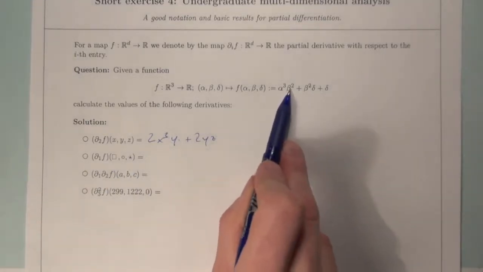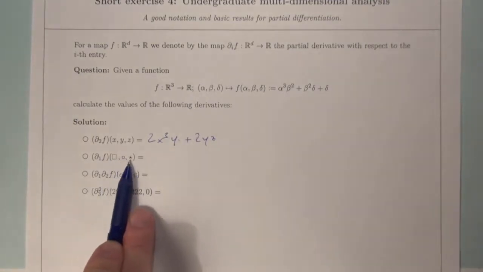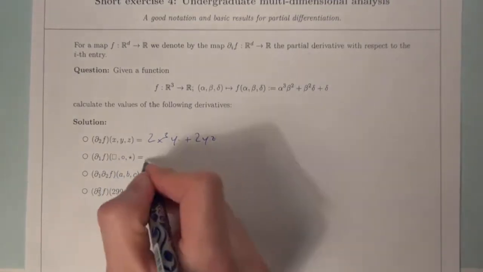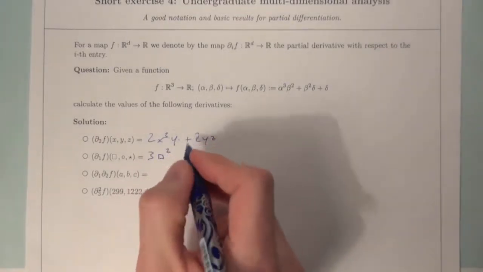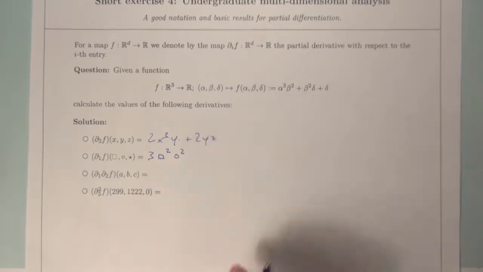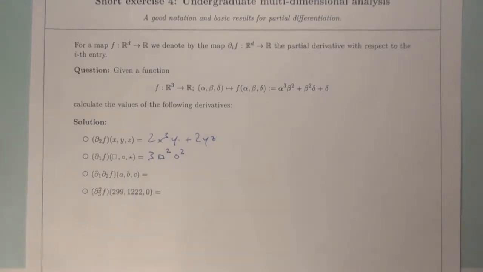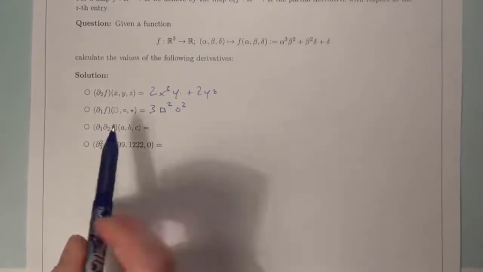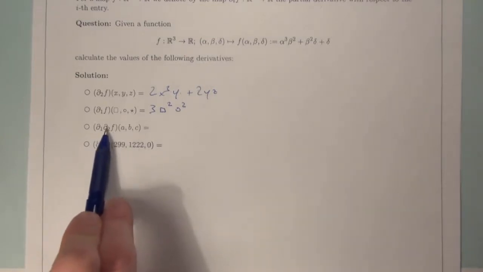We do the same thing here, calculate the derivative with respect to the first entry, and this produces 3 alpha squared beta squared, but evaluated at the given point, therefore we have the corresponding values plugged in. So really we first take the derivative and then we evaluate at some place. Now we take 2 derivatives after each other. Why not? So the first one, del 2 on f.